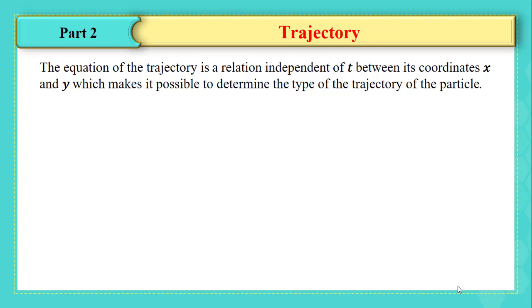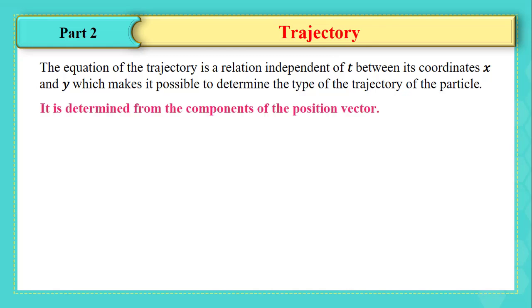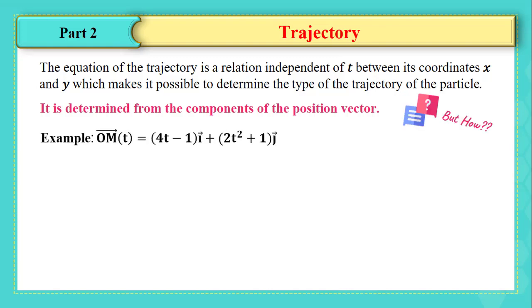How do we determine the equation of trajectory? It is determined from the components of the position vector. But how is it found? Let's take the following example. The position vector OM is equal to (4t minus 1) i plus (2t squared plus 1) j. We have to follow 4 steps in order to find the equation of trajectory.